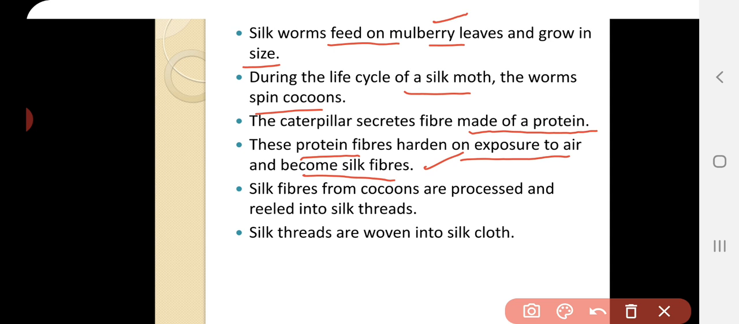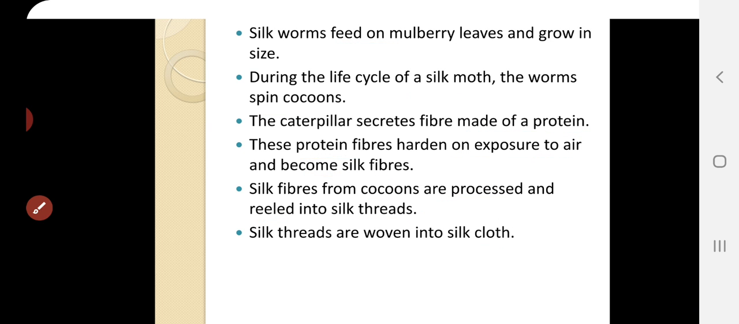Silk fiber from cocoons is processed and reeled into silk threads. So this cocoon is processed and reeled, meaning taking the silk thread from the cocoons and making it into silk threads. Silk threads are woven into silk cloth. So this is how we are getting silk fabrics from the fiber.